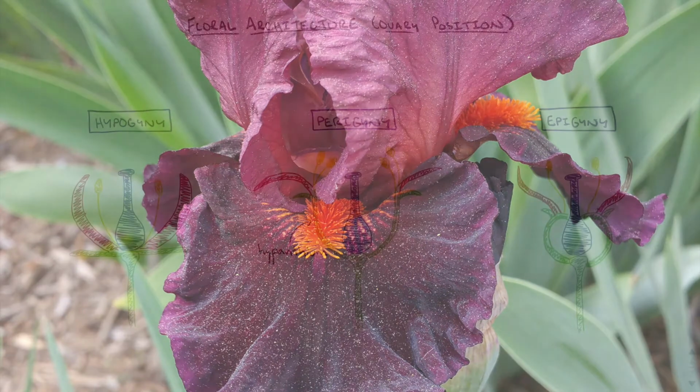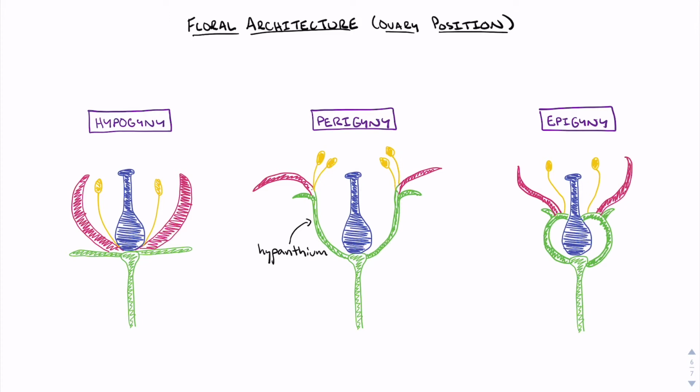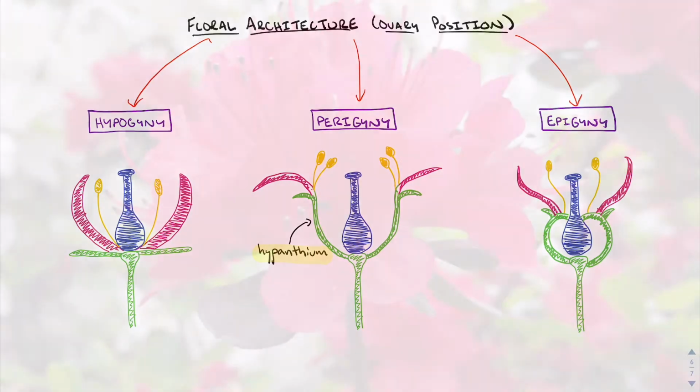Organs from different whorls, like stamens and petals, may also fuse. This is called adnation. Adnation of different whorls can result in different floral architectures, which are defined by the position of the ovary. In hypogyny, all of the floral organs sit beneath the gynoecium, so the ovary is superior. In perigyny, the calyx, corolla, and androecium adnate to form a tube called a hypanthium, which surrounds the ovary. This tube hides the ovary, but the ovary is still technically superior to the other whorls. In epigyny, however, the outer whorls will fuse above the ovary and bury it, resulting in an inferior ovary.